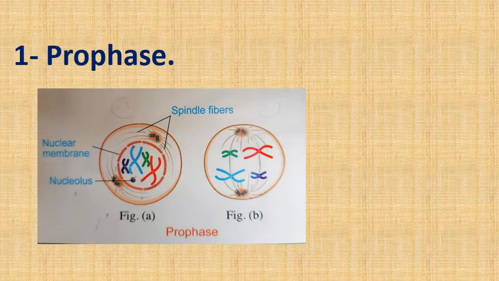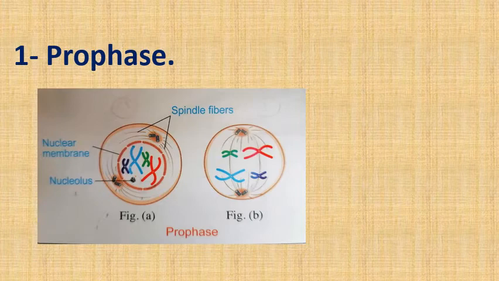Number 1, prophase. After preparing the cell in interphase, the cell enters the mitotic division and passes by the first phase, which is called prophase. What happens in the prophase? This is the nucleus here. The prophase takes place in 2 parts.